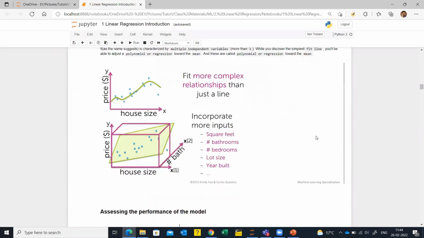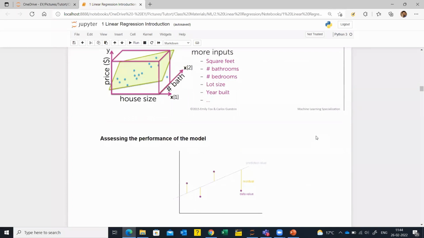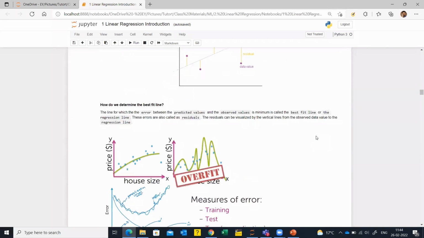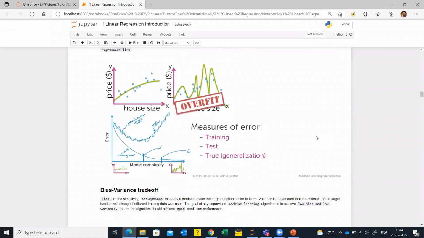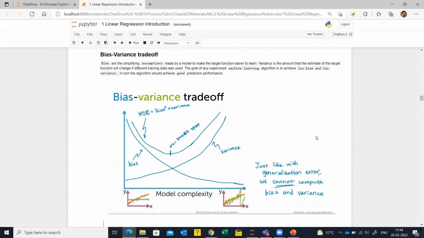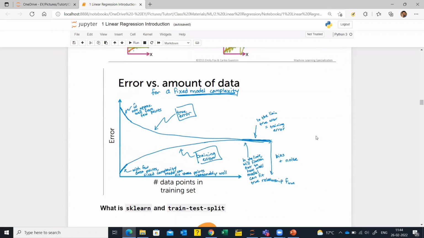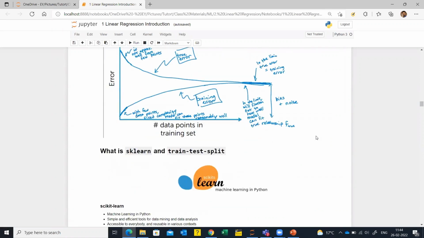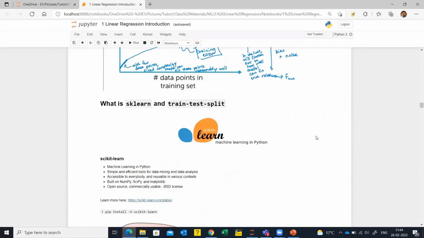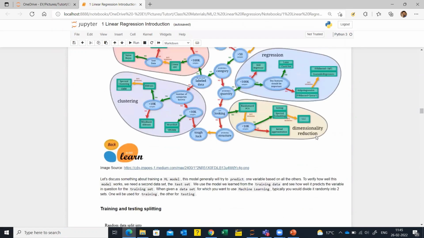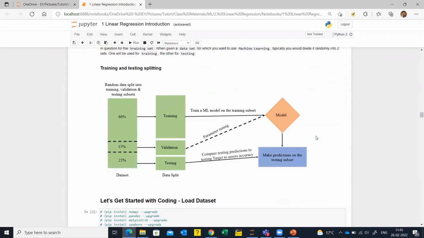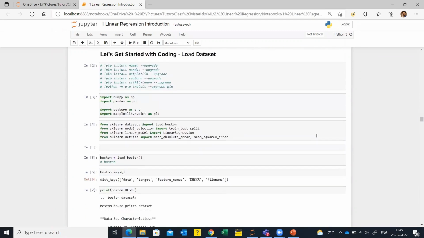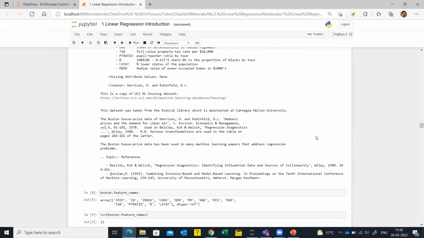We will also look into the complexity of a model. Someone asked me about bias. I will be able to better answer it using a diagram here. A bias variance trade-off. We will look into what the error is in the amount of data. Should we have more data in order to have a better model? And then we will look into the training and testing split of the data, and then we'll start with the linear regression model.